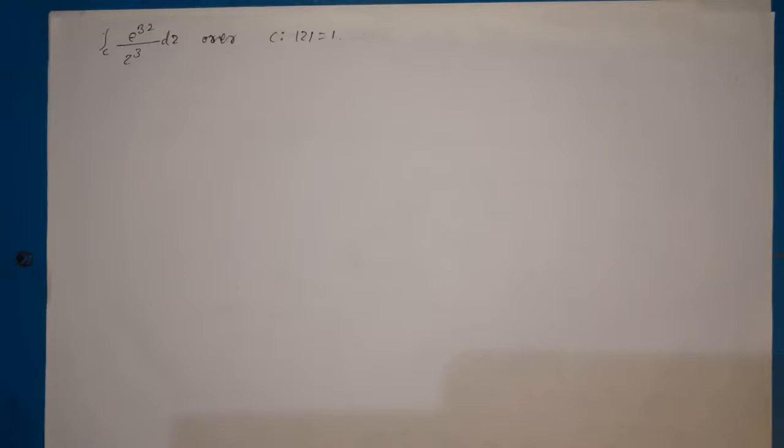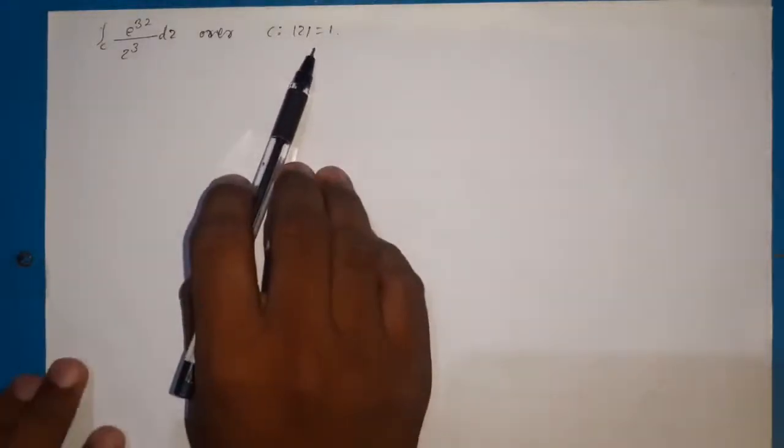In this class, let us discuss some more examples on the Cauchy's integral formula and Cauchy's integral formula for derivatives. So the first example of today's class is integration over c e power 3z divided by z cube dz over the circle c such that mod z equal to 1.